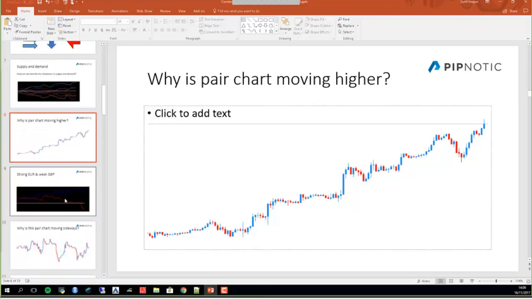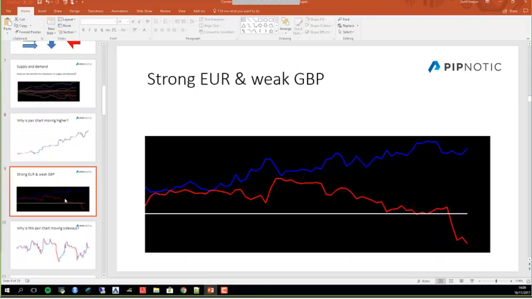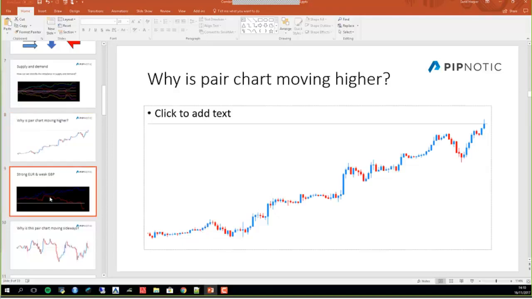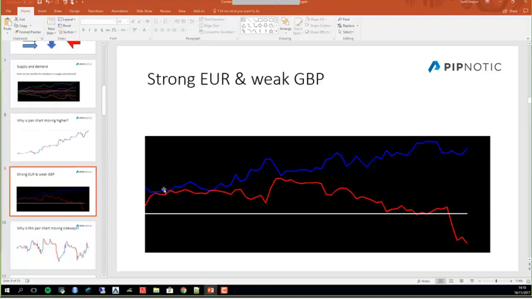So if we look on the currency strength, the relative currency strength between these two currencies, we have the euro here, and we have the British pound here. So you can see very clearly that from this point on here, which is this side of the chart, the euro was attracting buyers, and people who had assets in the pound were liquidating these assets.